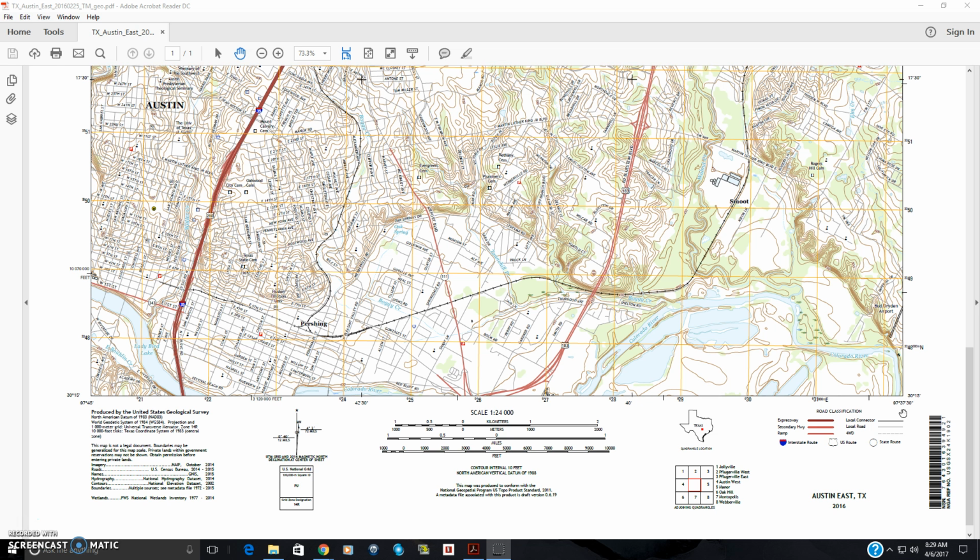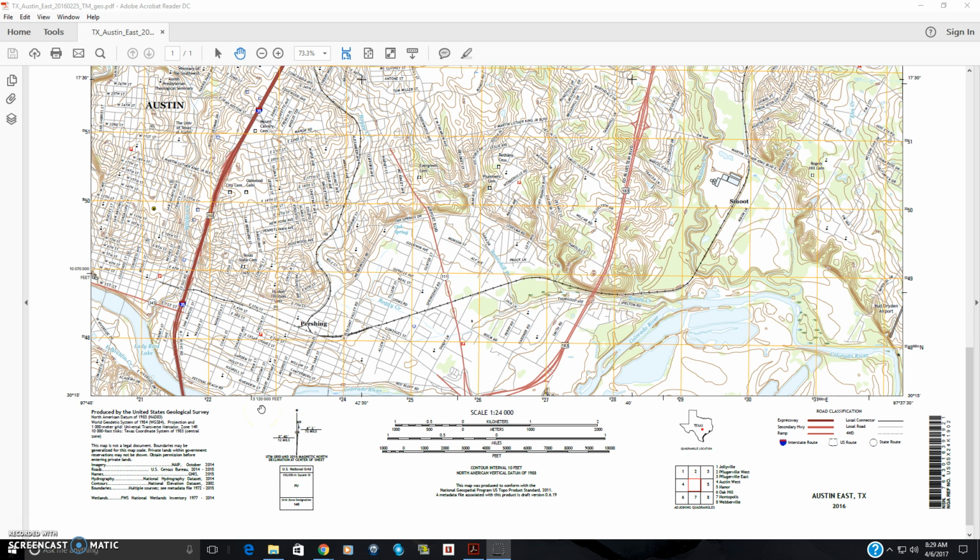Notice that in both of these south corners, the numbers that are the same are 30 degrees, 15 minutes. See how that's the same? That tells me that that is the latitude of the southern boundary of my map. Remember, latitude measures how far north or south you are from the equator. So I could say that the latitude of the southern boundary of this map is 30 degrees, 15 minutes.